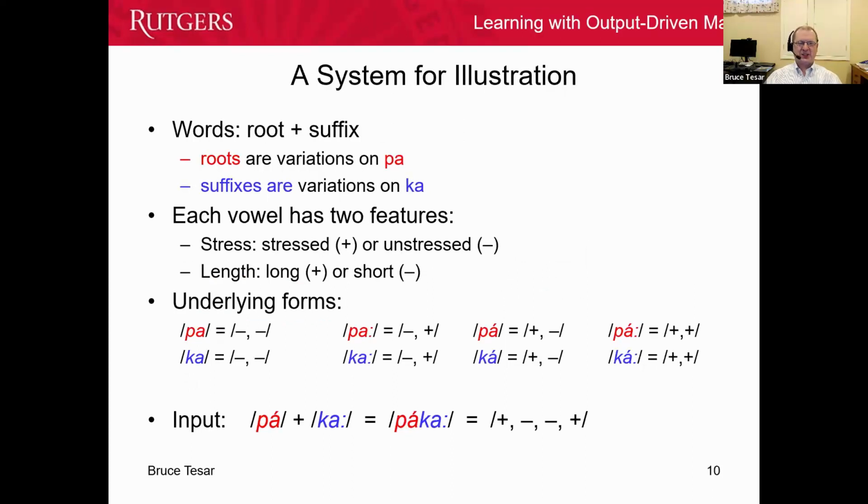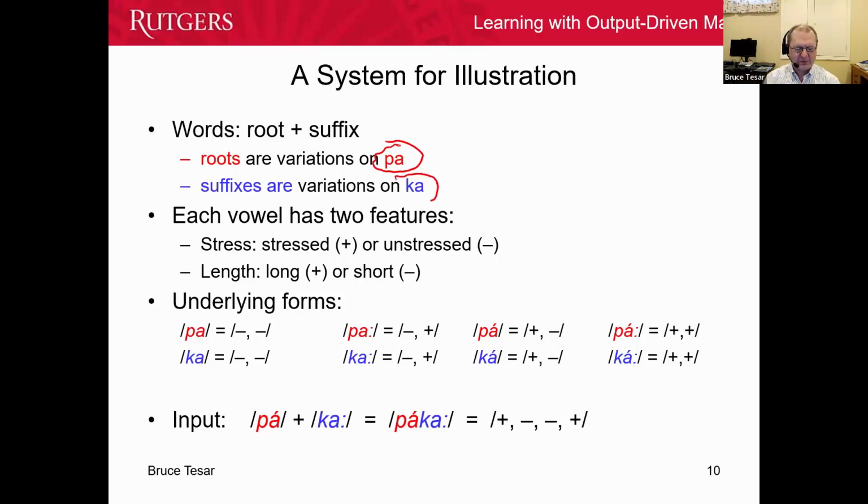So this is the system I'll be using for illustrating things for the rest of the talk today, building on our two features, stress and vowel length. I'm going to be working in a system where each word is built by combining a root and a suffix. All the roots are going to look like variations of pa. All that's going to vary is the vowel. The vowel can be stressed or unstressed and can be long or short. The P is just along for the ride to make it easy to tell what a root is. It has a P consonant, which we don't do anything with.